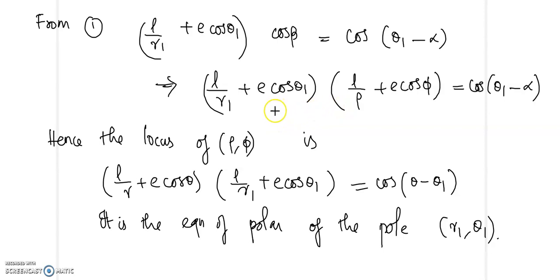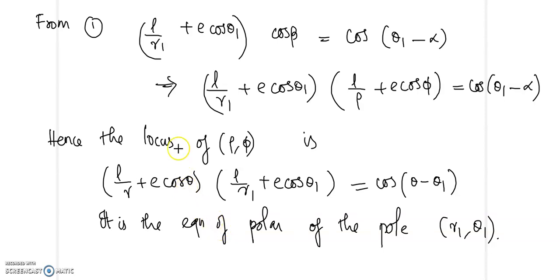So this is an equation involving r1 theta 1, which is the pole, and the coordinates rho phi, whose locus will be the polar. So therefore the locus of rho phi, now let us replace rho and phi by r and theta. So we will get (L by r plus e cos theta) into (L by r1 plus e cos theta 1) equal to cos(theta minus theta 1). So this is the equation of the polar of the pole r1 theta 1.